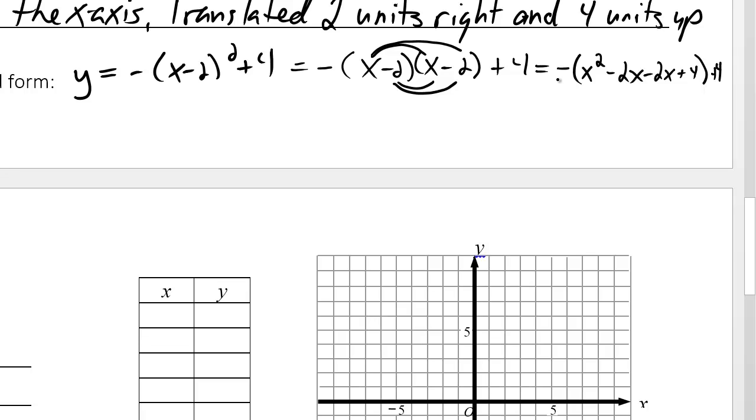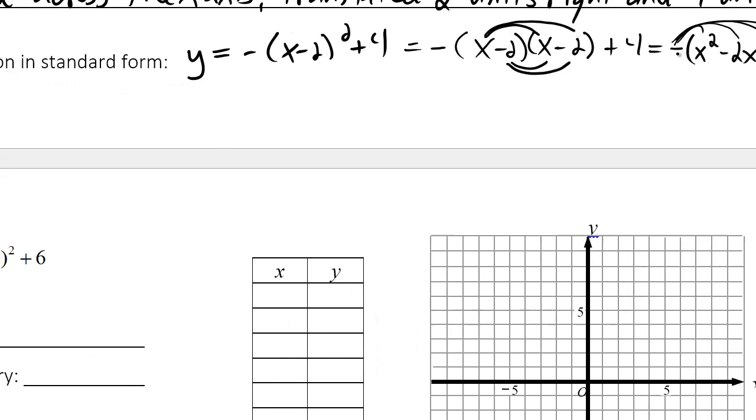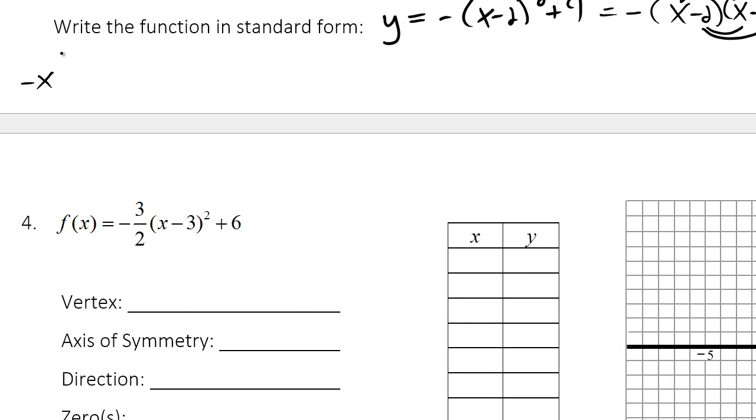Now we need to distribute this negative to the inside of our quadrinomial. So when you distribute a negative, that means your signs change. So positives are negatives and negatives are positives. So you'll get negative x squared, and then plus 2x minus 4, and then bring over your plus 4.